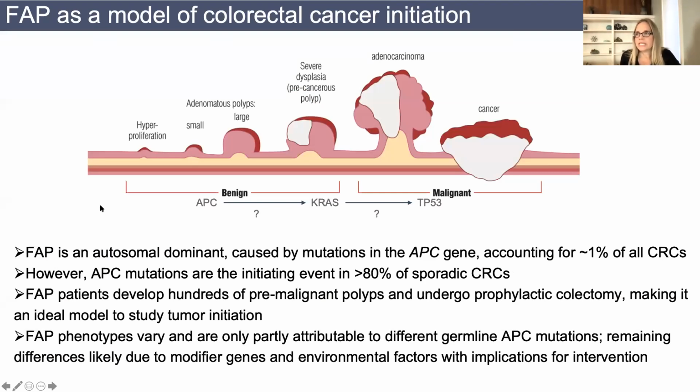So FAP has been a tremendous model of colorectal cancer initiation. That's in part because while it is an autosomal dominant condition caused by mutation in the APC gene, and although it accounts for only 1% of all CRCs, we know that APC mutations are the initiating event in over 80% of sporadic colon cancers.